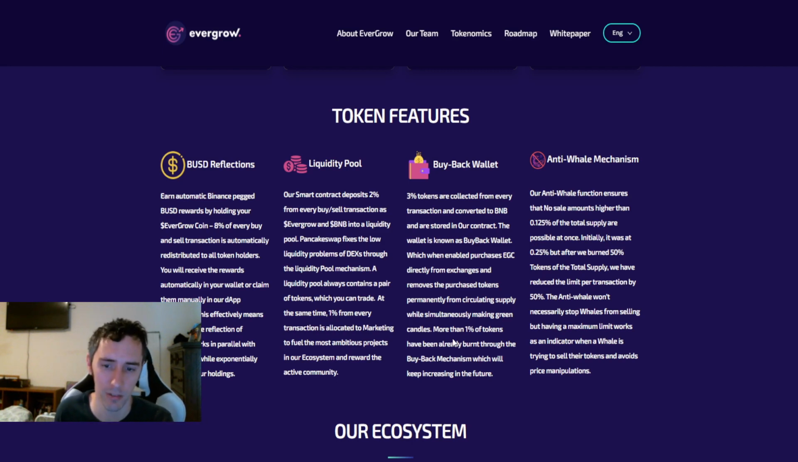That's something that I see as pretty unique, and I think it's cool. More than 1% of tokens have been already burned through the buyback mechanism, which will keep increasing in the future. They just started last month, so September, and they've already done 1% of tokens through this feature.